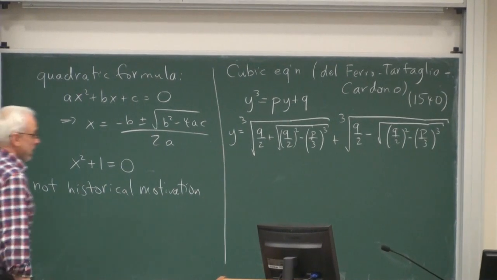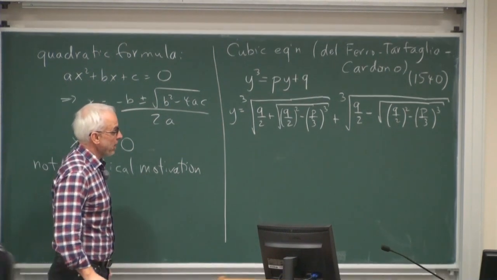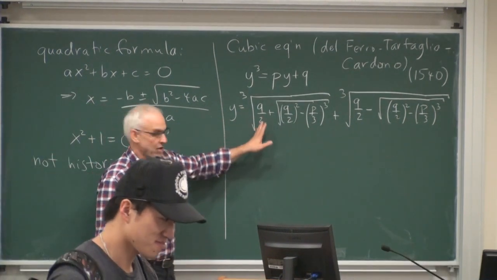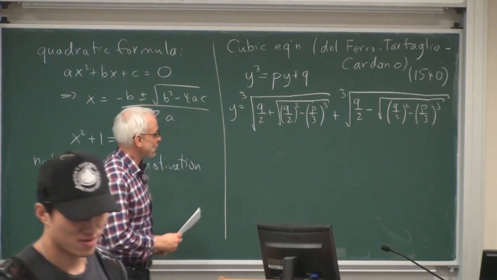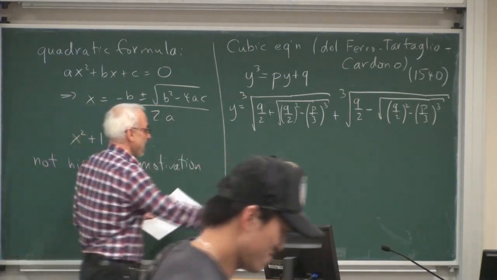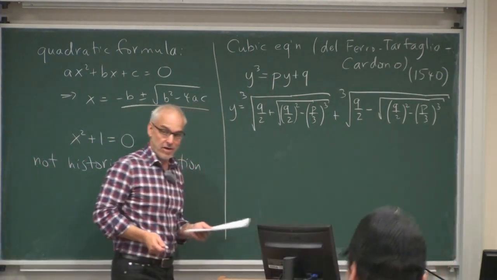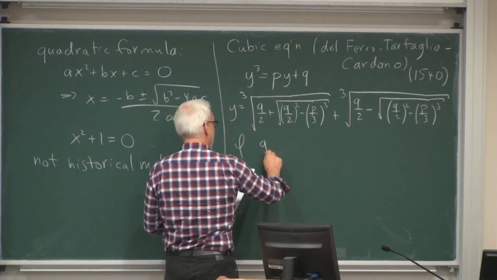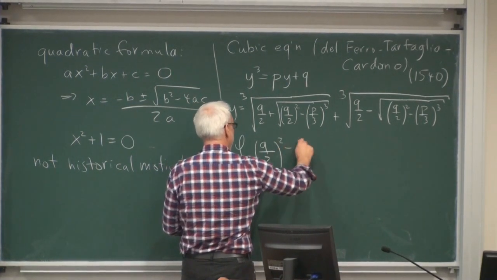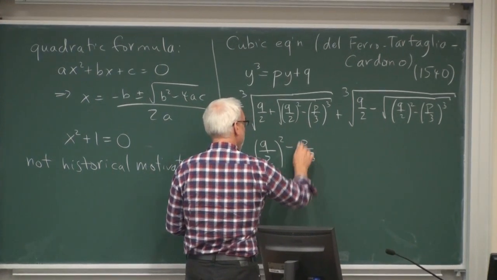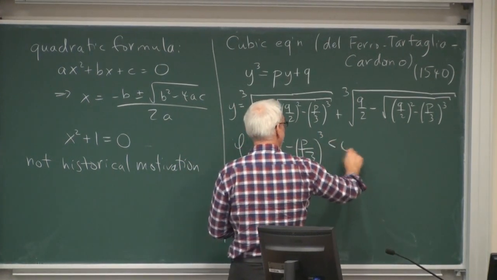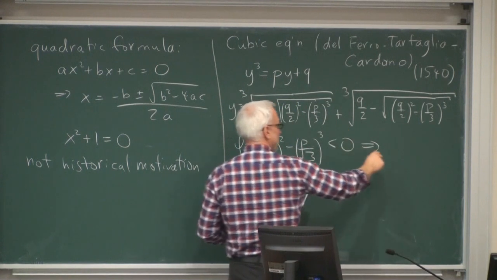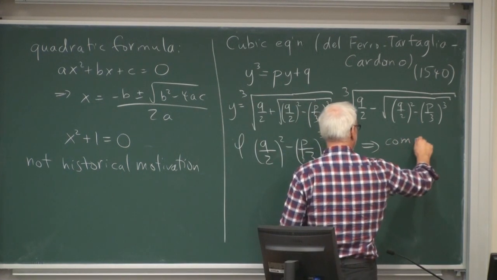Now, we see that in this story, there's a square root inside a cube root, and the square root inside it can give us imaginary or complex values if (q over 2) squared minus (p over 3) cubed is less than 0, then we're going to get some complex numbers involved here.